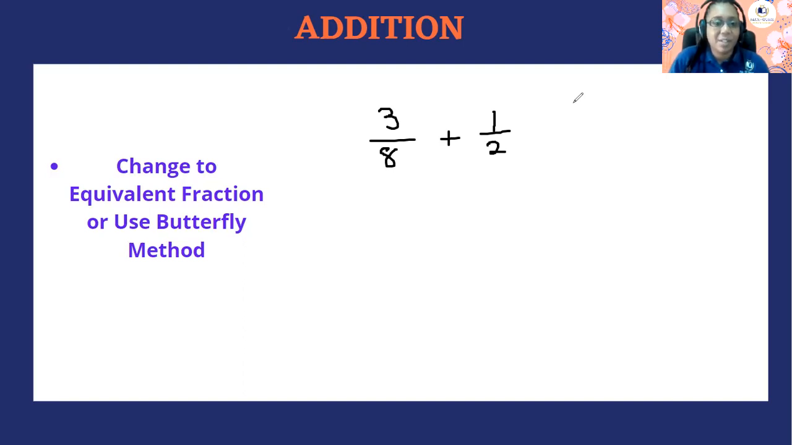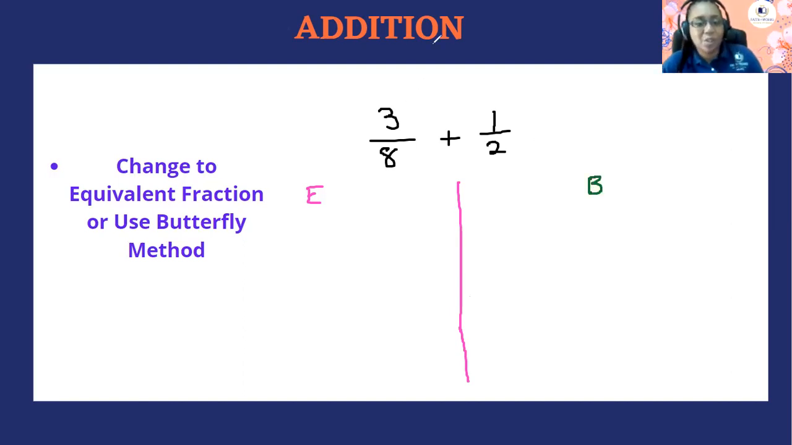You all will work it out in your textbooks or notebooks. Make sure you take down the rule if you want to, and try the example. Then I'm going to do it both ways. E for equivalent, we'll go on this side, and B for butterfly, we'll go on this side. So we're going to show the two methods of addition.